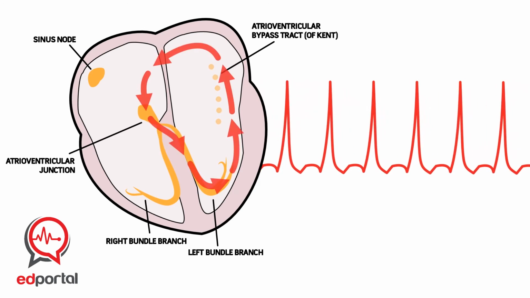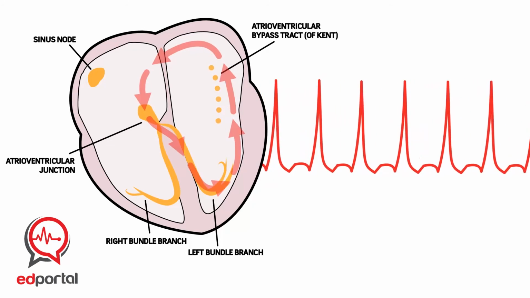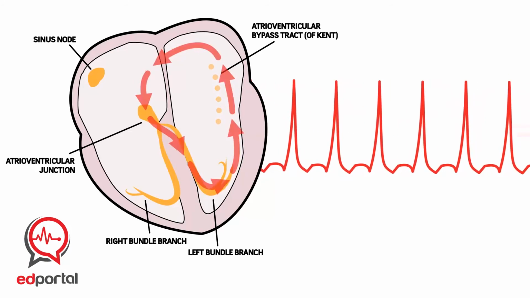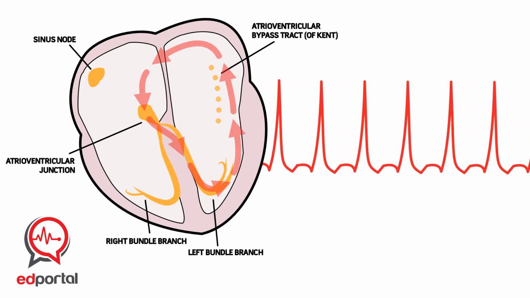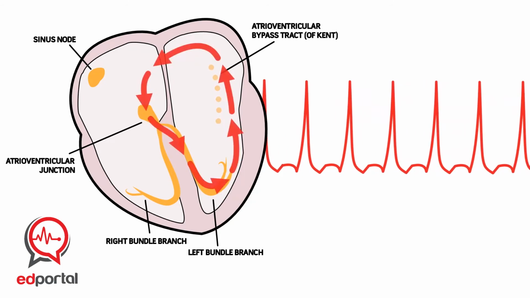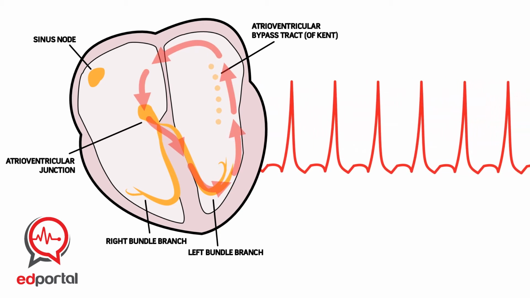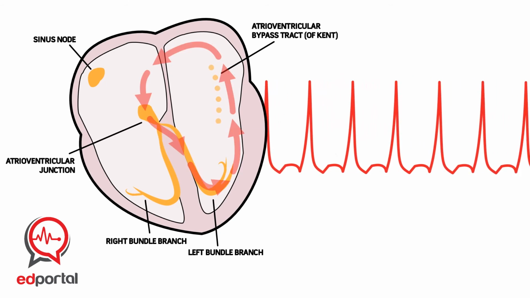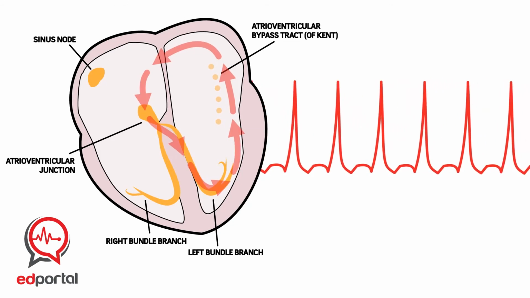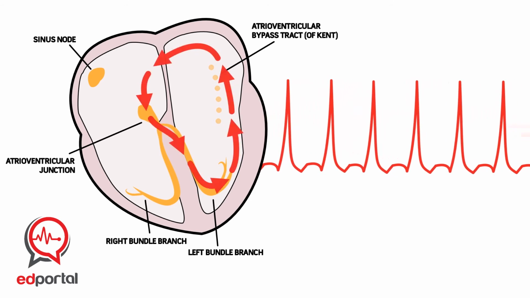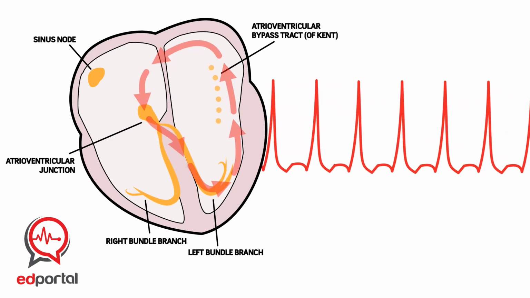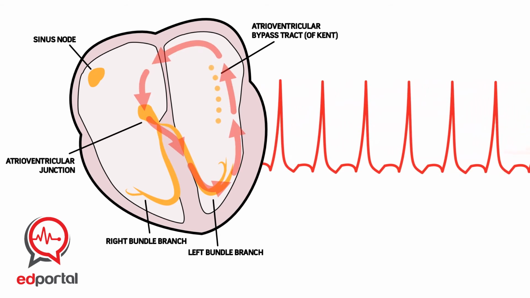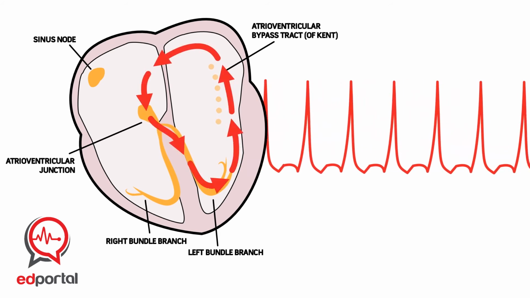It can be the other way around. Electricity can go down the accessory pathway and come back up through the AV node, which is an antidromic SVT, in which case it could be a broad complex SVT. In both these conditions, if you're sure it's a regular tachycardia, you can block the AV node with adenosine or a beta blocker or a calcium channel blocker and break the circuit, and the patient will return to sinus rhythm.